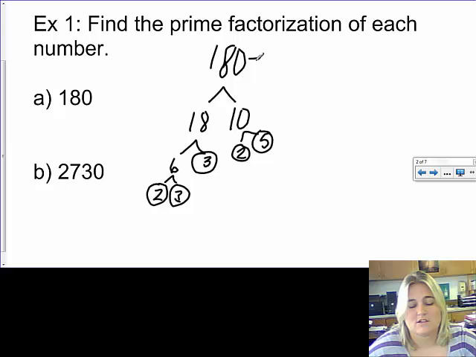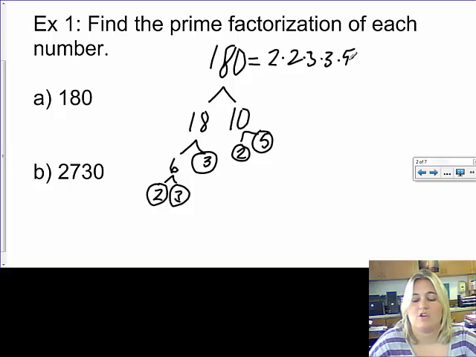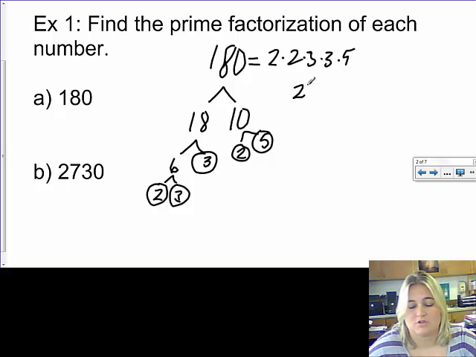So the prime factorization of 180 is 2 times 2 times 3 times 3 times 5. You could also write that as 2 to the second times 3 to the second times 5. Both of those are equally acceptable in my book. I want you to go ahead and do B on your own paper, please.